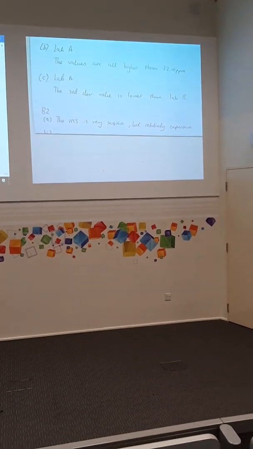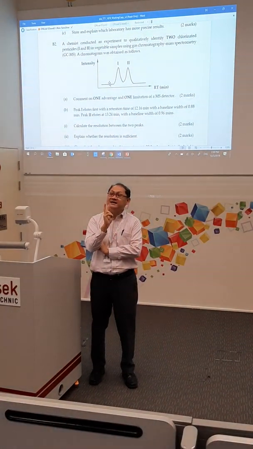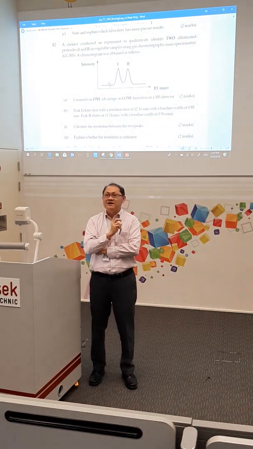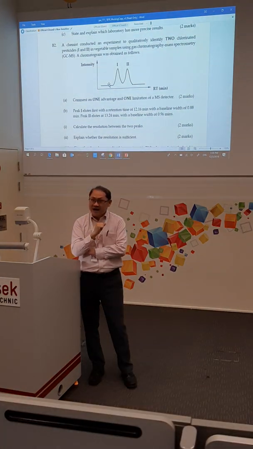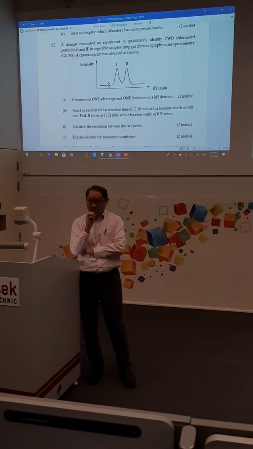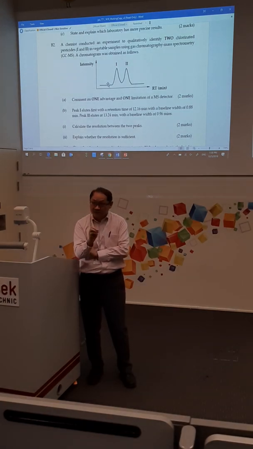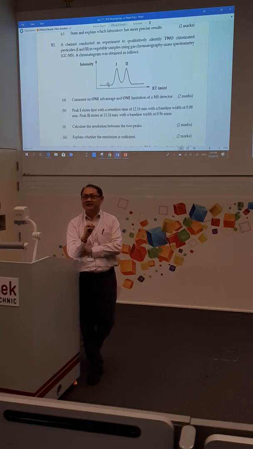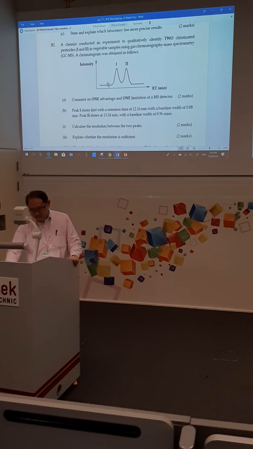Because you say only one, you need to read the question carefully. If they mention at least 2, then you need to. For example, MS, other than very sensitive, is also very accurate, meaning it can identify the compound. The identification power is very high, meaning it can identify the compound very accurately. Okay. All right. Second one, B.